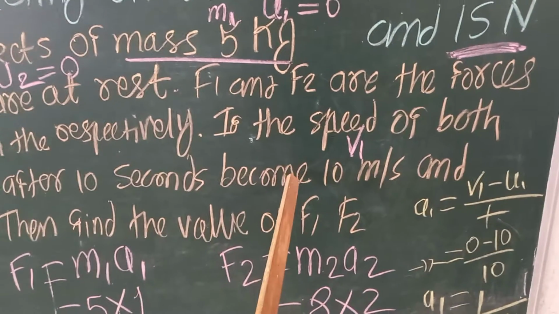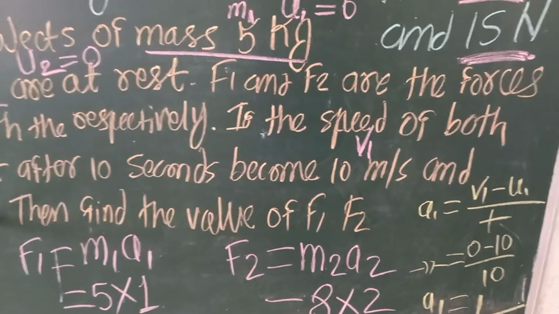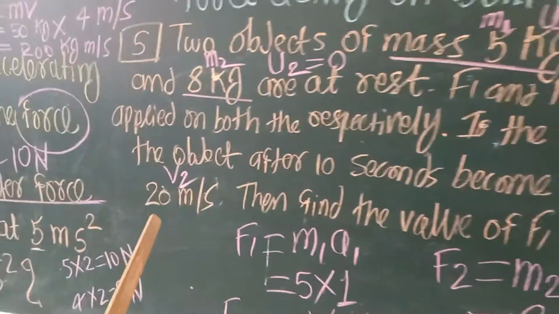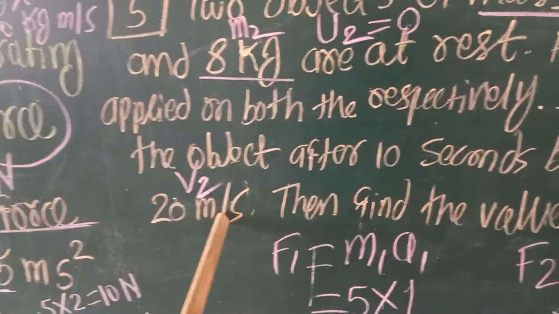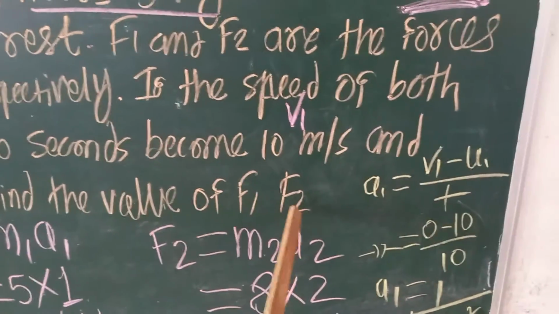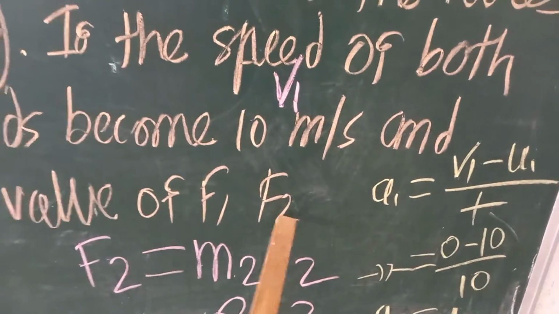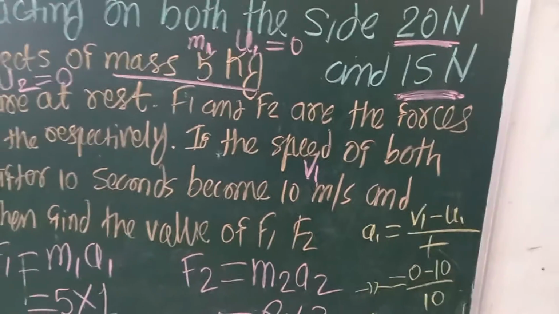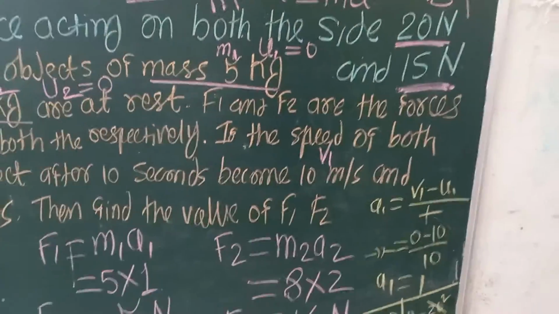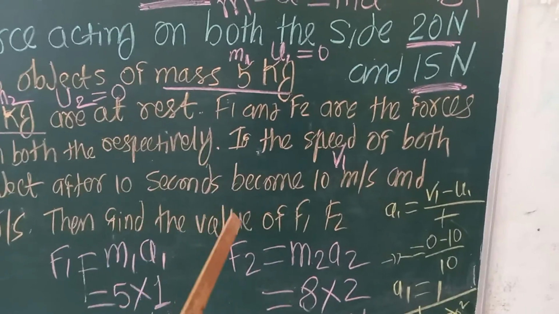and 20 meter per second. So this is the final velocity. For the first condition V1 is 10 meter per second and for the second condition V2 is 20 meter per second. Then find the values of F1 and F2. What is asked here? Force is asked here.